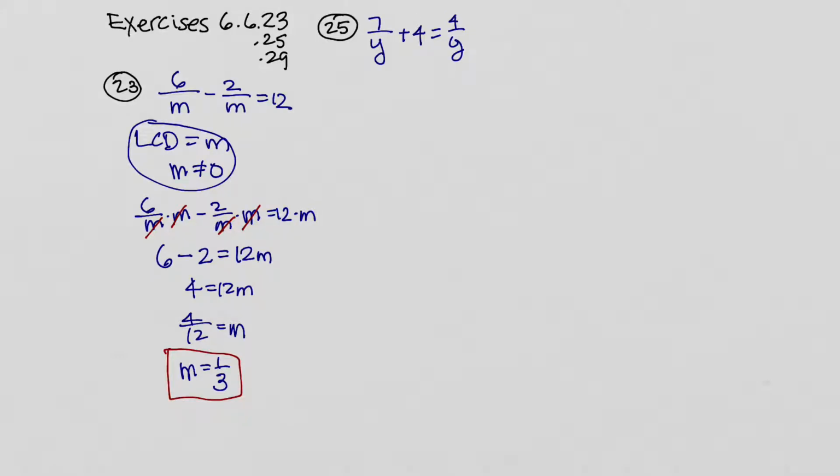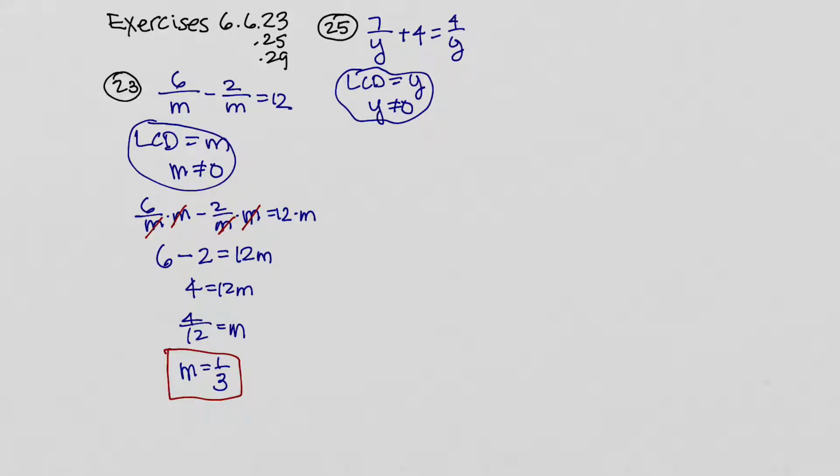So here we are at 25. Let's do this the same way. First of all, we have a rational equation. What's the LCD? The LCD here is y. And what values have to be excluded? We can't use a 0, right? Because if we use 0, we'll get division by 0. So we're going to say y cannot equal 0. I'm going to circle this so I can see it, find it later.